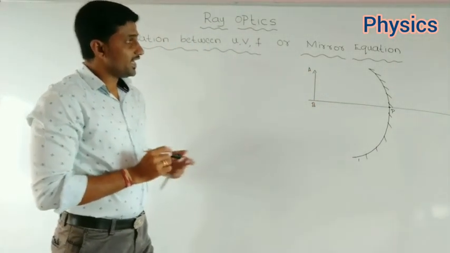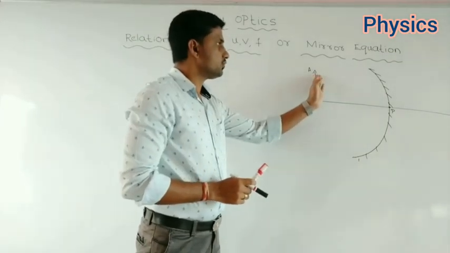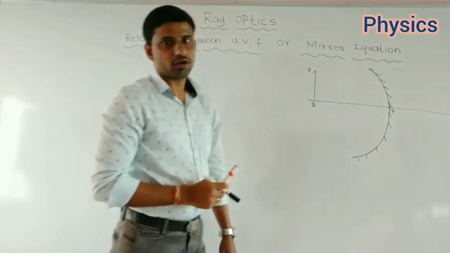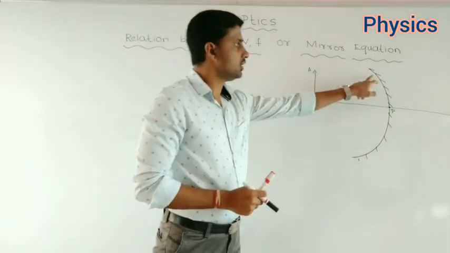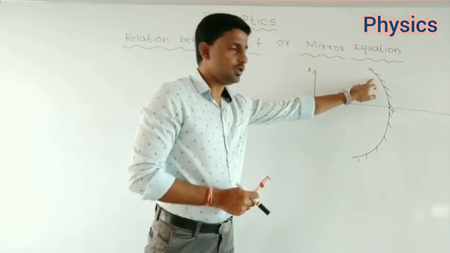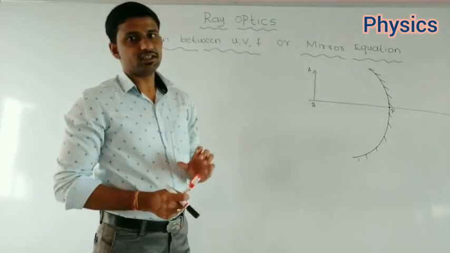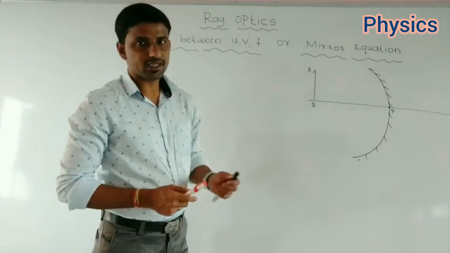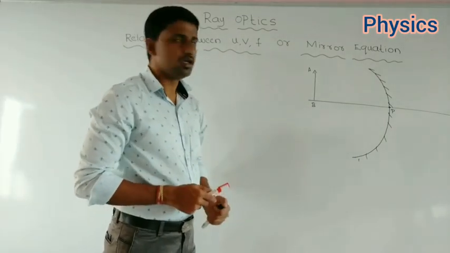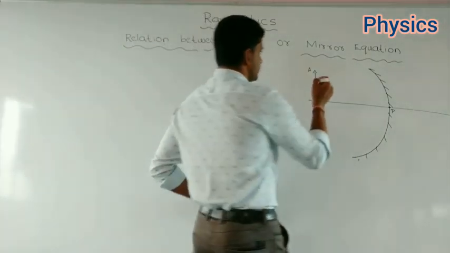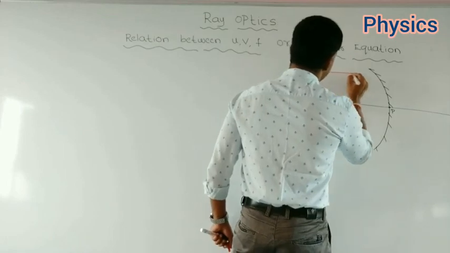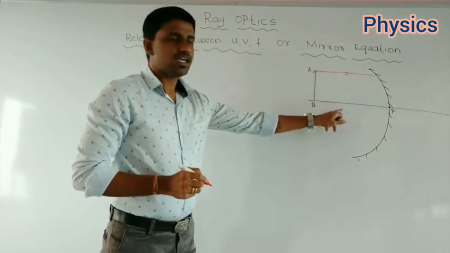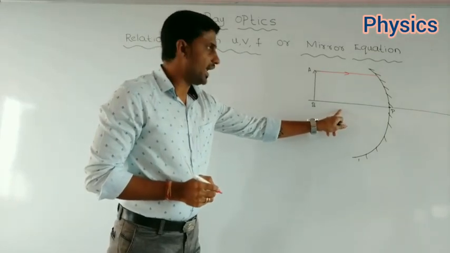Now some rays of light originating from the object will hit the reflecting surface of the concave mirror. After hitting the reflecting surface of the concave mirror, they will reflect back and I will get some image after the reflection. Now we will take some rays of light originating from the object. I am going to take a first ray of light which is exactly parallel to the principal axis.